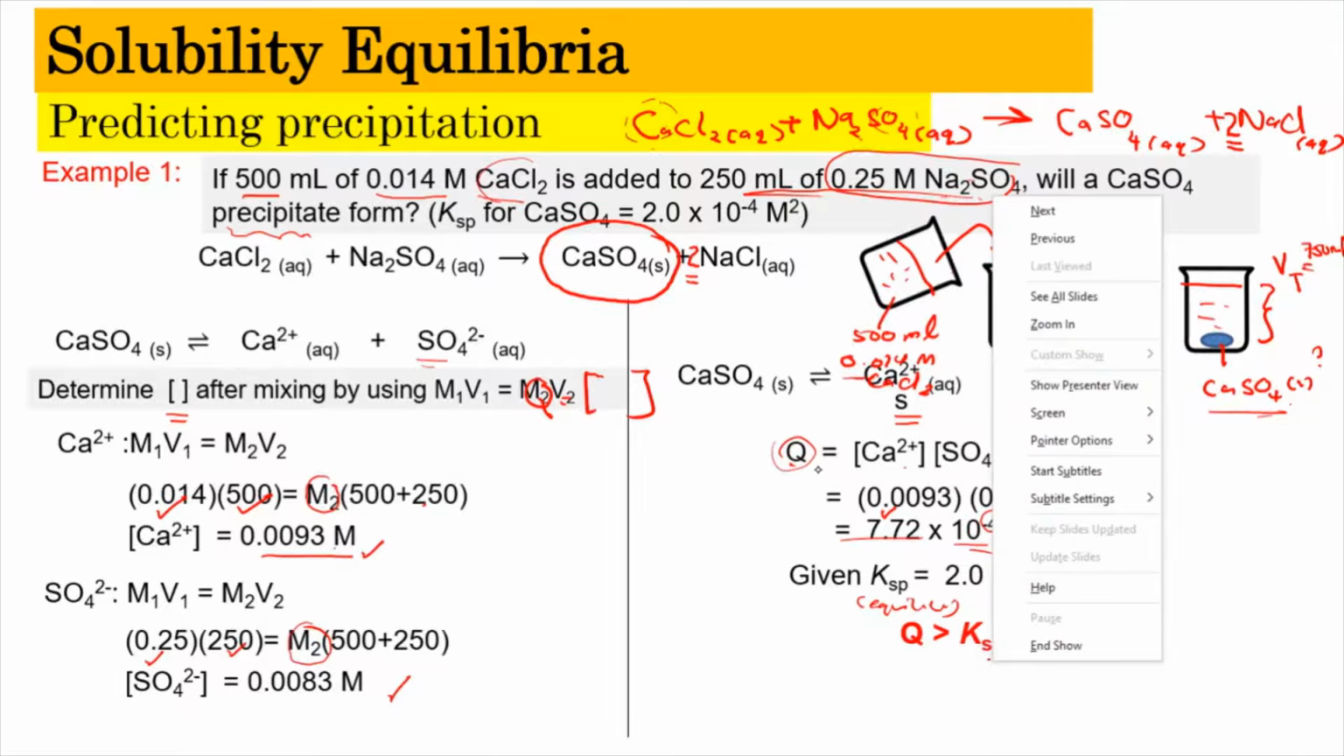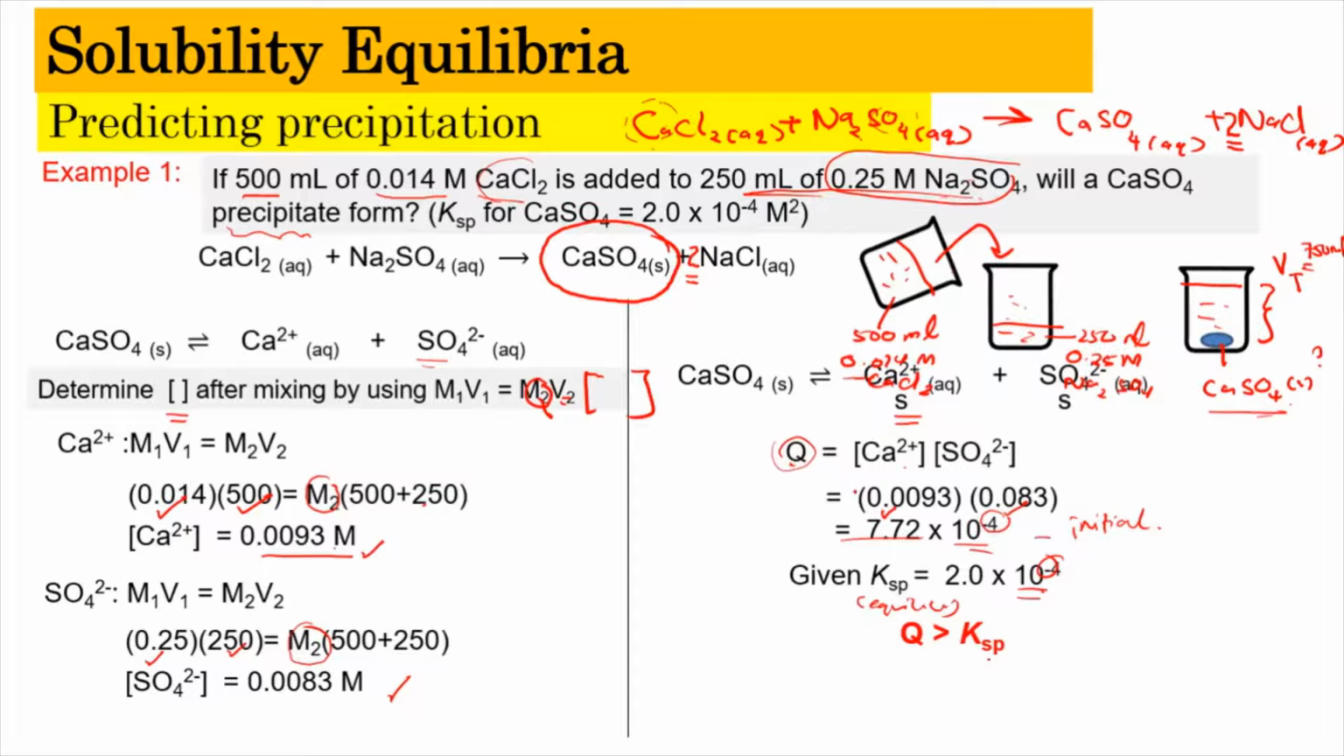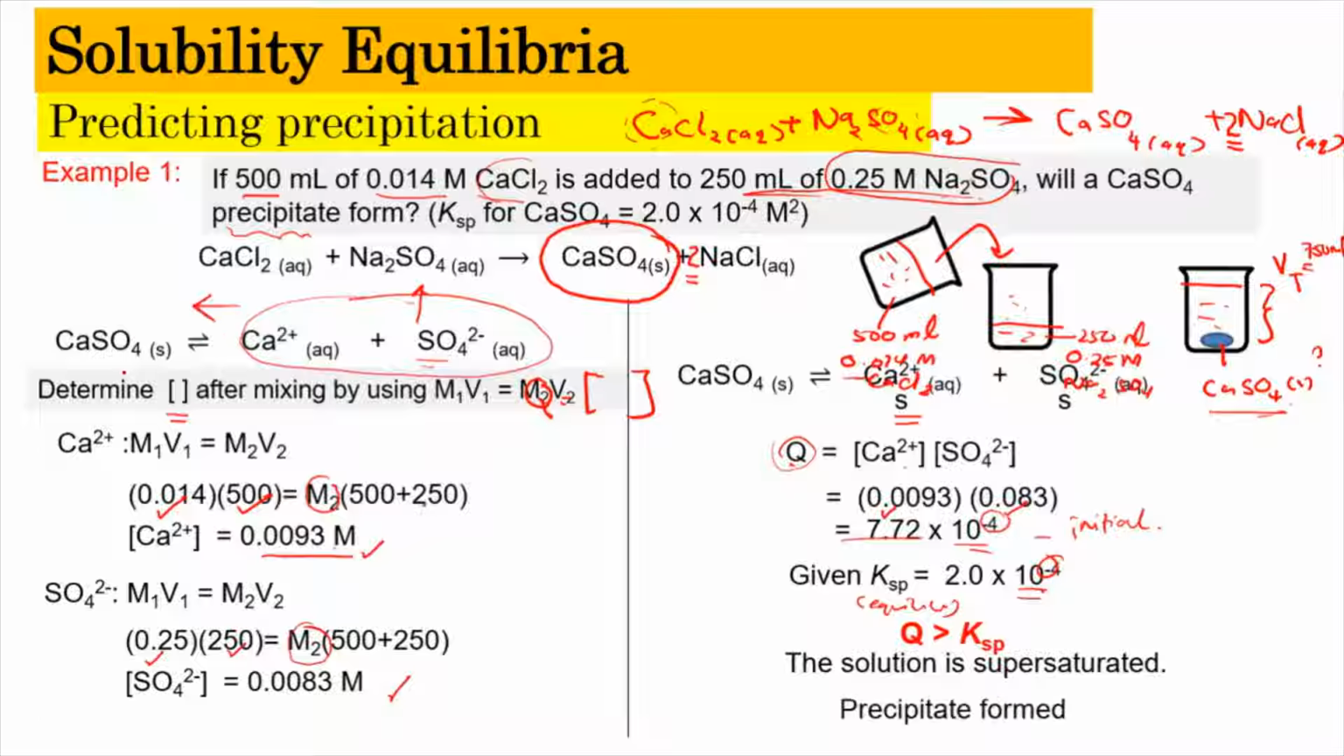When Q is greater than Ksp, we know that the concentration of the Ca2+ and the sulfate ion is going to be very, very high. When the concentration of the ions is very, very high, it means that the solution is supersaturated and it's going to shift to the left. And therefore, the precipitate is going to form. Alright.